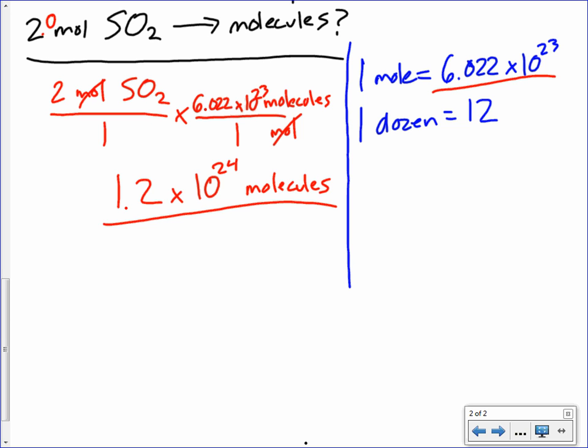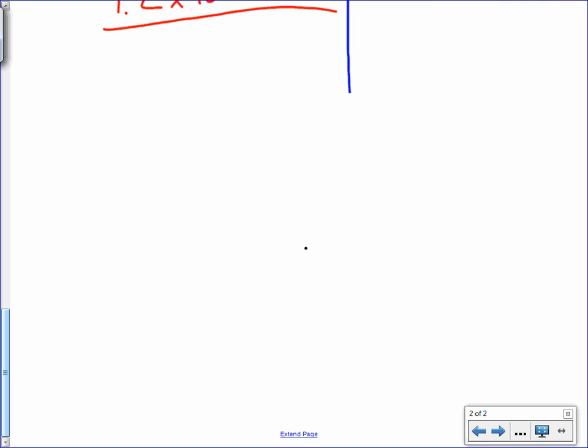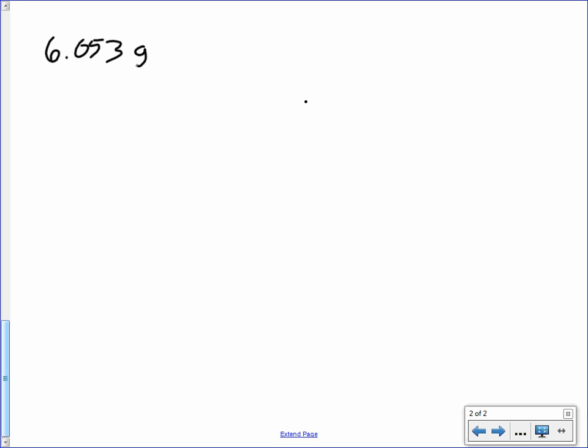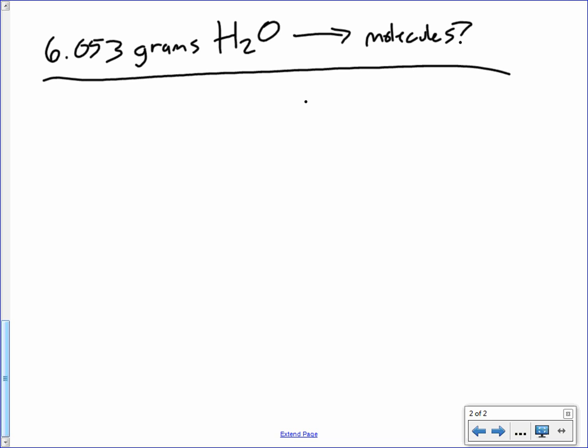So I'm going to give you guys one more sample problem, and then we're going to be done for this section. So let's say you have 6.053 grams of, let's do water. I like keeping it simple. And I ask you, well, how many water molecules is that? So there's your givens. So we know this is going to be a dimensional analysis. 6.053 grams of H2O.